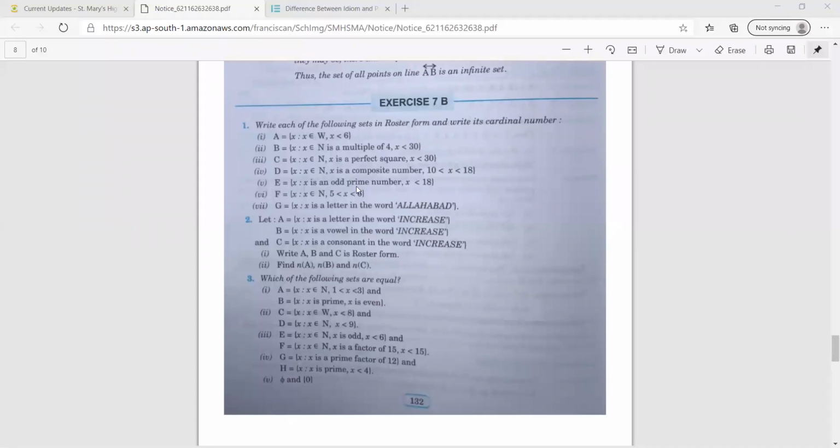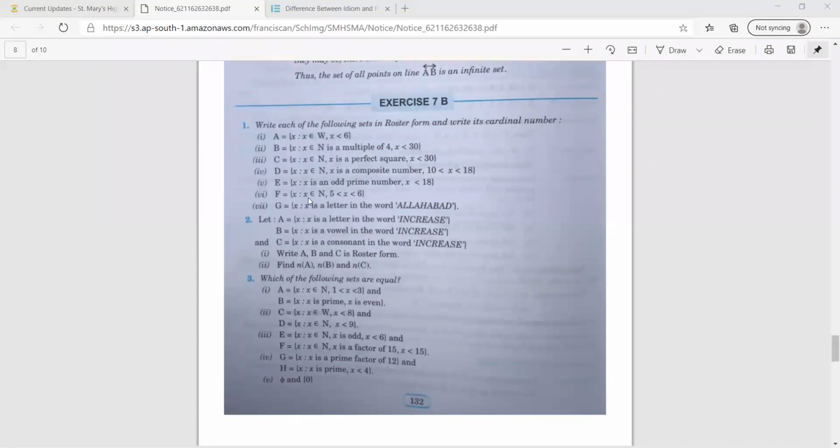Next, set E. X is an odd prime number. So we want odd numbers, prime numbers, which are odd numbers, and they have to be less than 18. So we write all the prime numbers which are less than 18 except 2, because 2 is the only even prime number. All other prime numbers are odd numbers.